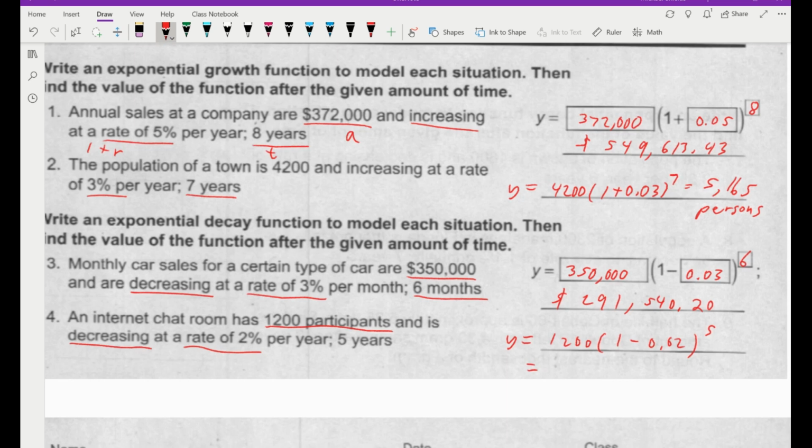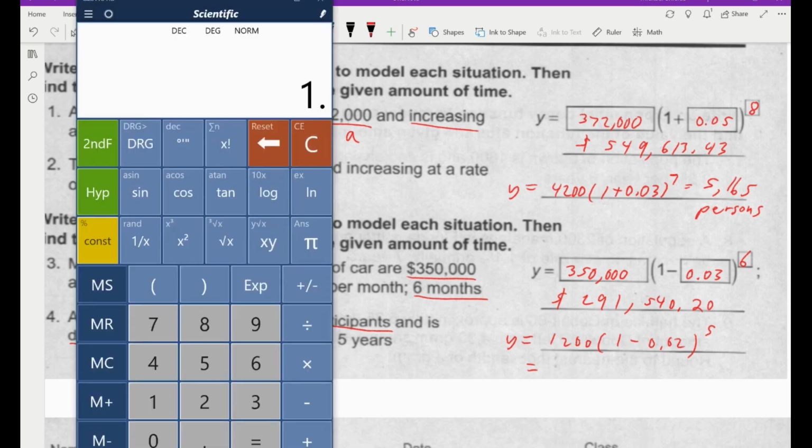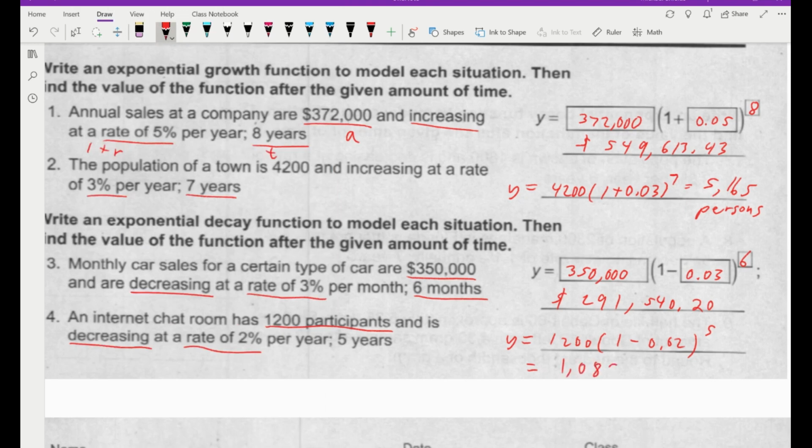So it's decreasing. Let's see. So population of 1,200, decreasing at 1 minus 0.02, which is 0.98. So each year the population is 98% of the previous year because we're decreasing it. And we're going to do this for 5 years. The population is 1,084, or is it 1,085? We're going to round it to 1,085 participants. We can't have half a person.